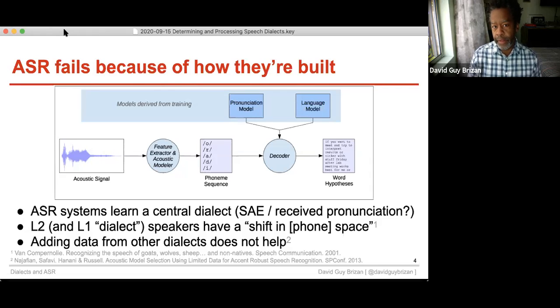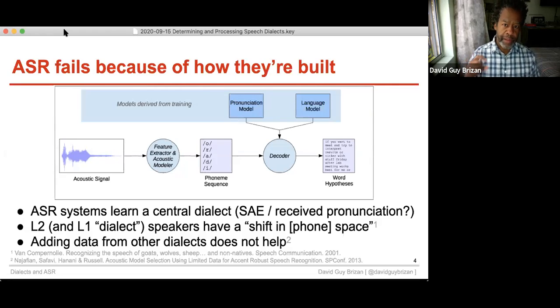So in England, the central dialect is, depending upon who you speak to, either called received pronunciation, the Queen's English, or it's called Standard Southern English, SSE. The central dialect, by the way, for the United States is called Standard American English, or SAE.